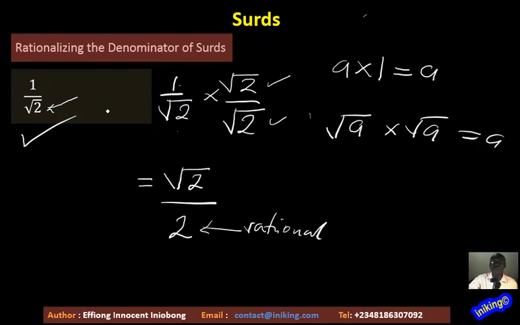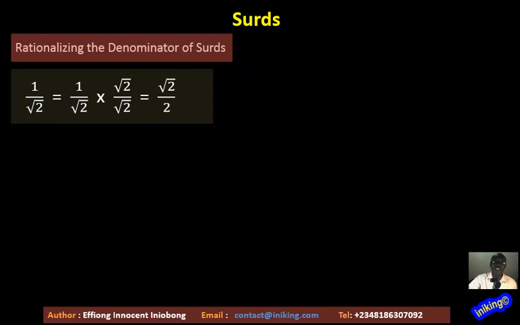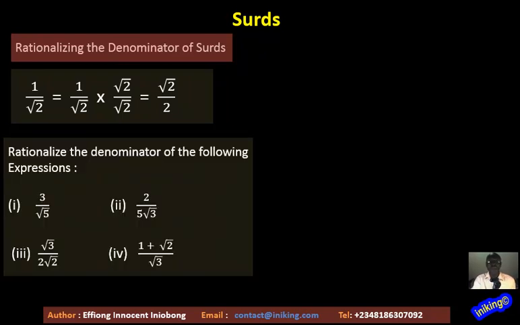Let's take more examples. First, we write this neatly. The 1 over root 2 is equal to 1 over root 2 times root 2 over root 2, and that gives us root 2 divided by 2. We're going to take 4 more examples. Here we are told to rationalize the denominator of the following expressions. The first one is 3 all over root 5.